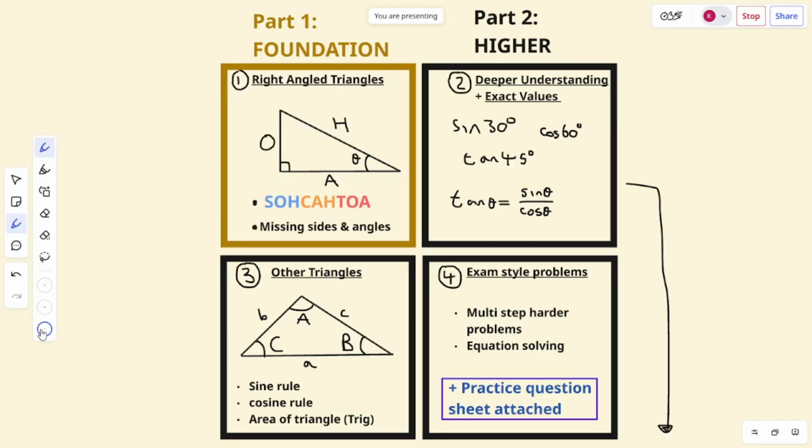If you're still unsure about your foundations, right-angled triangles and SOHCAHTOA, then you can go to the link in the description to see part 1, where all of that is explained. Okay, let's get into the video.